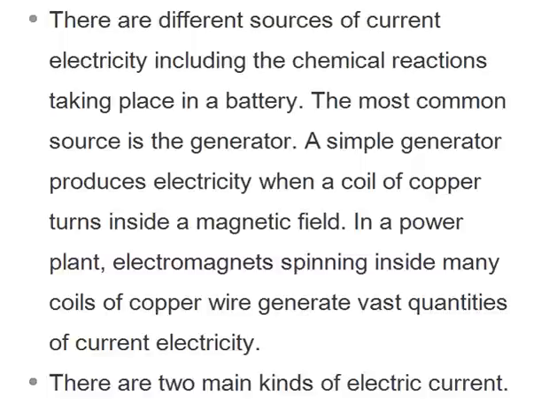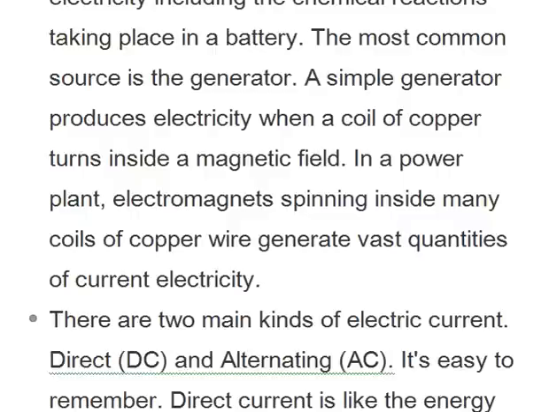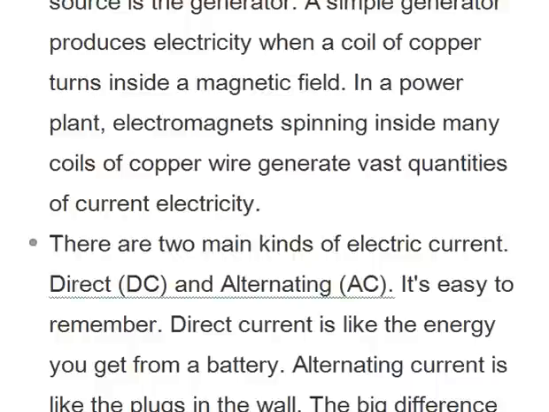A simple generator produces electricity when a coil of copper turns inside a magnetic field. In a power plant, electromagnets spinning inside many coils of copper wire generate vast quantities of current electricity.